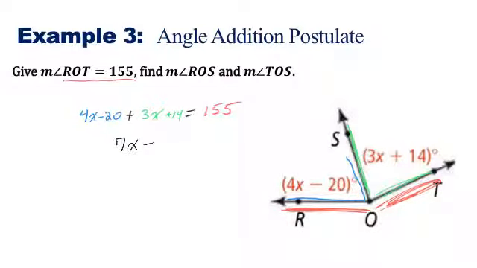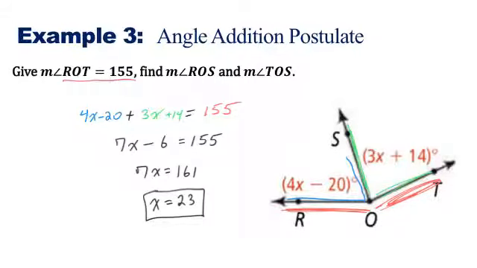So we have 7x minus 6 equals 155. Adding the 6 to both sides, we get 7x is 161. And dividing both sides by 7, we get x is 23. Here it wants ROS and TOS. So let's first get ROS. So we have 4 times 23 minus 20. 4 times 23 is 92 minus 20. So we get an angle measure of 72 degrees.